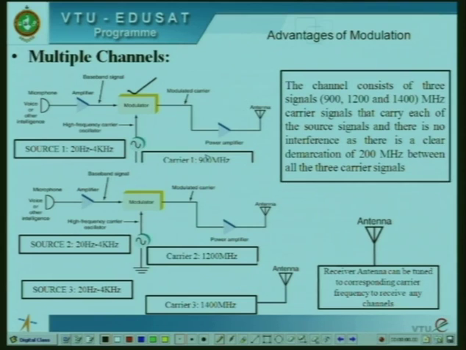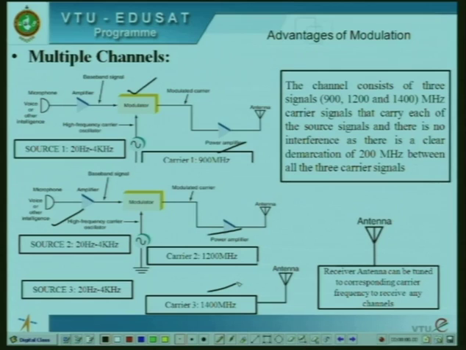Similarly, the signal that is coming from source 2, which is again going to be from 20 hertz to 4 kilohertz, is now being carried by a carrier signal of 1200 megahertz. So the frequency that we assign to the first channel is 900 megahertz, the frequency that we assign to the second channel is 1200 megahertz. Similarly, the frequency that we assign to the third channel is 1400 megahertz.